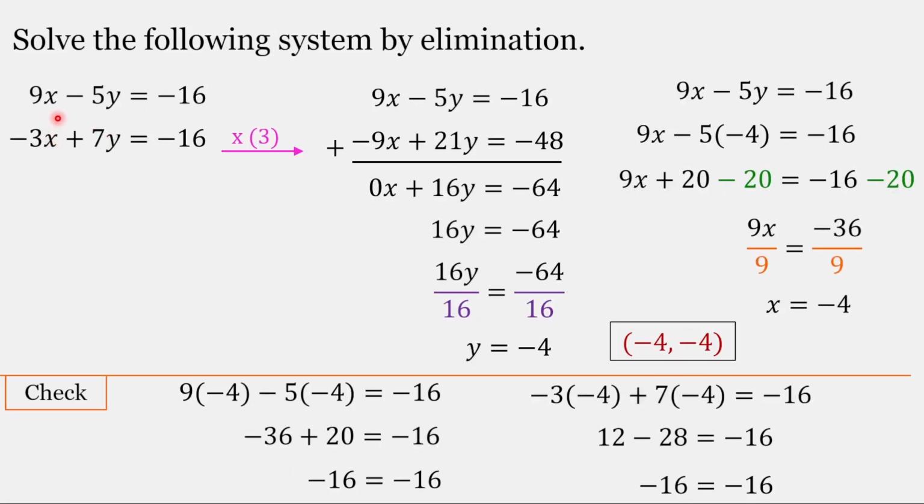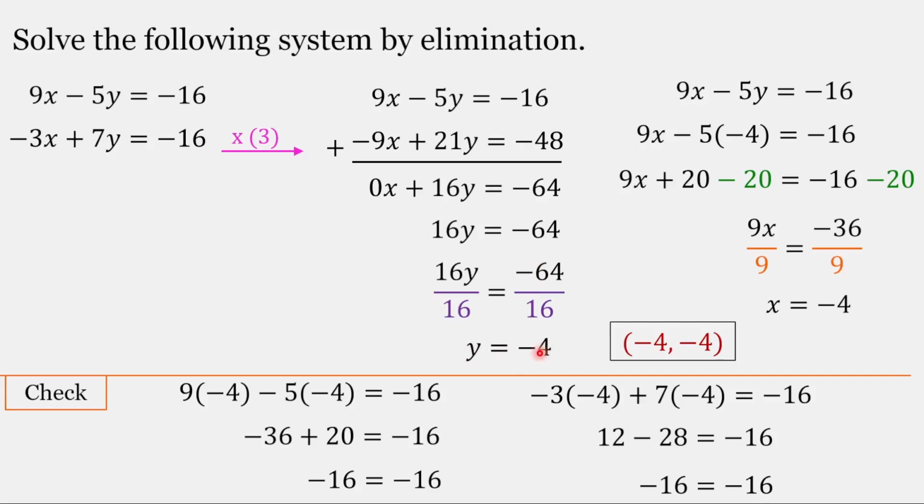For this second equation, we have 9x minus 5y equal to negative 16 and negative 3x plus 7y equal to negative 16. I chose to eliminate the x variable by multiplying the second equation by 3. This produces this equivalent equation, negative 9x plus 21y equal to negative 48. Adding these two equations, our x variable disappears, and we end up with 16y equal to negative 64. Solving this, we get y equal to negative 4.